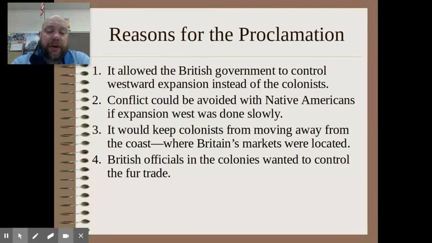It also is, number three and number four, it also keeps them closer to the coast so the British could trade and make money from them. I gave the example in the last chapter that they were a lot like an ATM to England. The colonies were a lot like an ATM. They basically just existed in England's mind to make money.